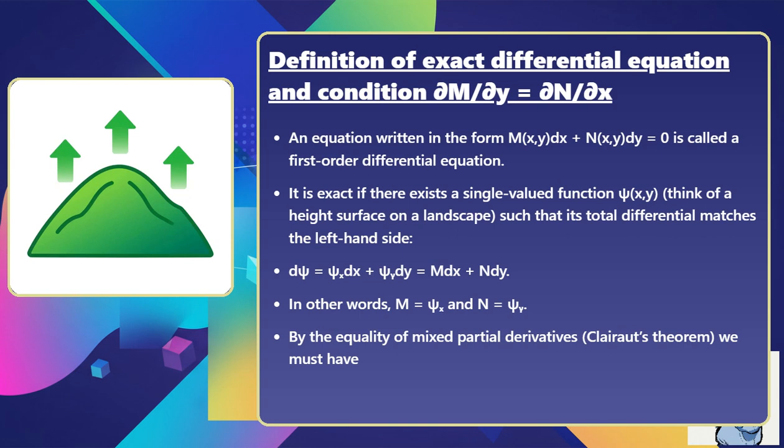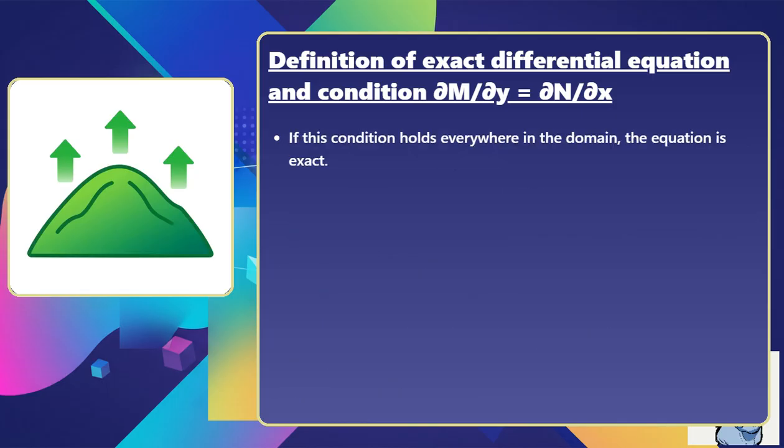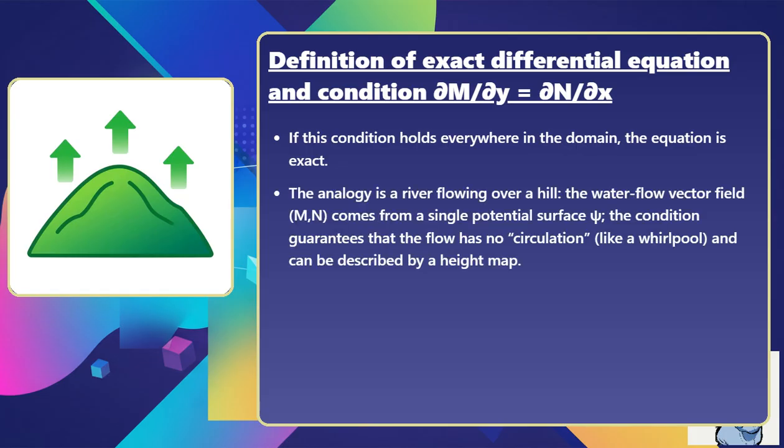By the equality of mixed partial derivatives, Clairaut's theorem, we must have partial M over partial y = psi_xy = psi_yx = partial N over partial x. If this condition holds everywhere in the domain, the equation is exact. The analogy is a river flowing over a hill. The water flow vector field (M, N) comes from a single potential surface psi. The condition guarantees that the flow has no circulation like a whirlpool and can be described by a height map.